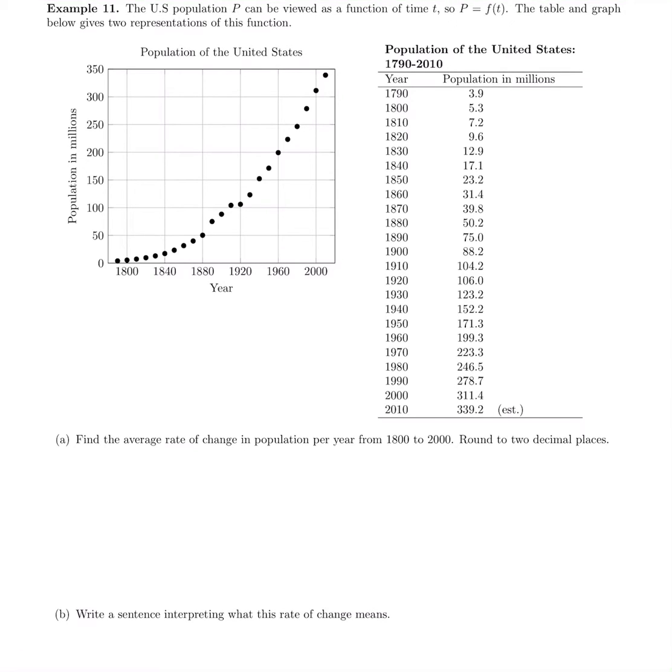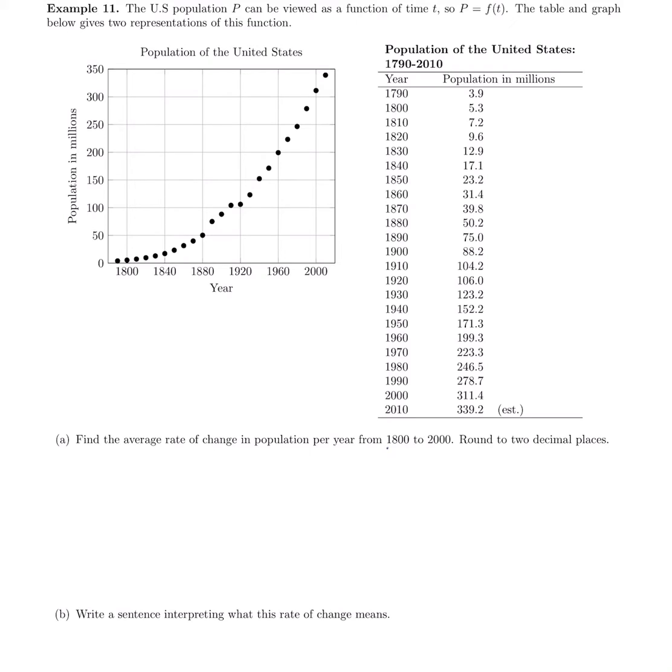The U.S. population can be viewed as a function of time. So as time goes on, the population is changing. We have a graph of how the population is changing in millions given the year. And then we also have a table listing those populations from 1790 to 2010. And we're going to use that to calculate slope or average rate of change in a population per year.